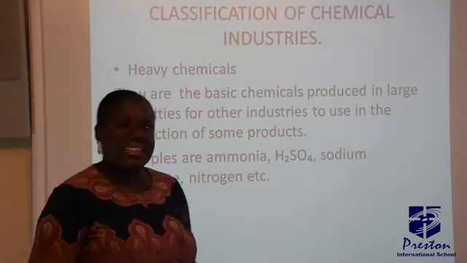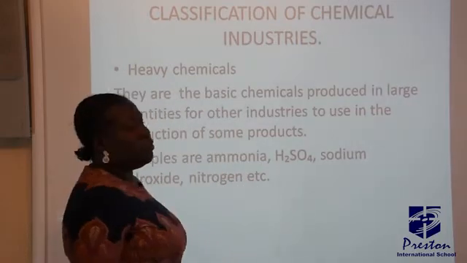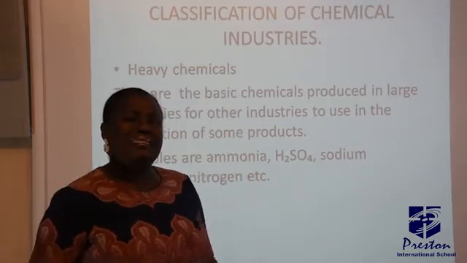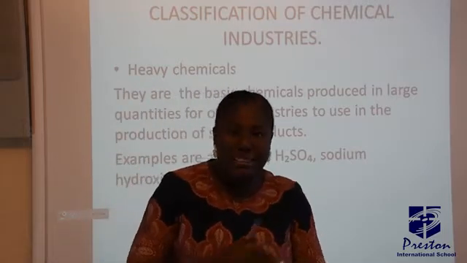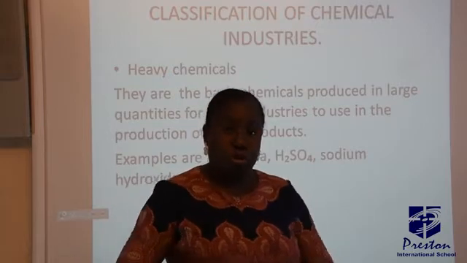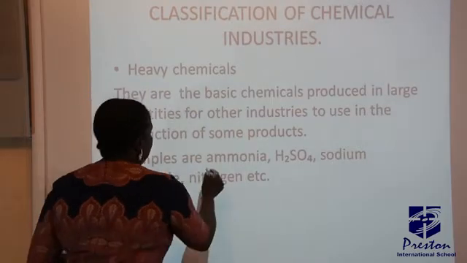Now, let's look at the classification of these chemical industries. The first one, we have the heavy chemicals. Now, these heavy chemicals are produced in large quantities because they are used by other industries to manufacture some other useful materials. Example of this, we have our ammonia.